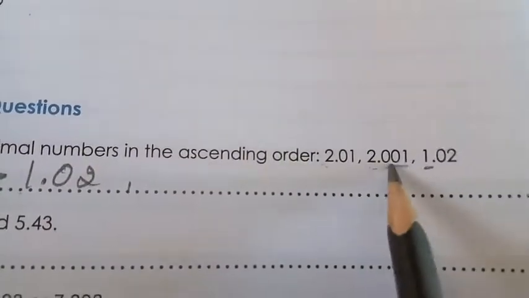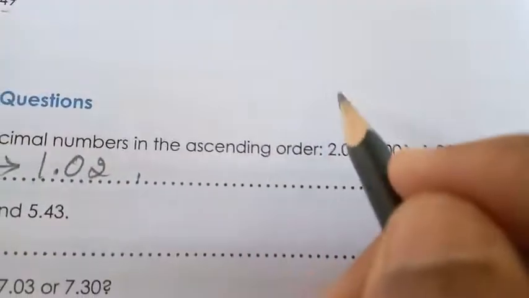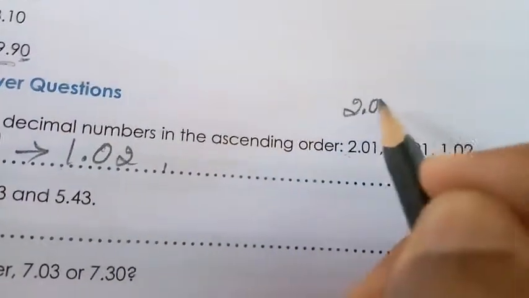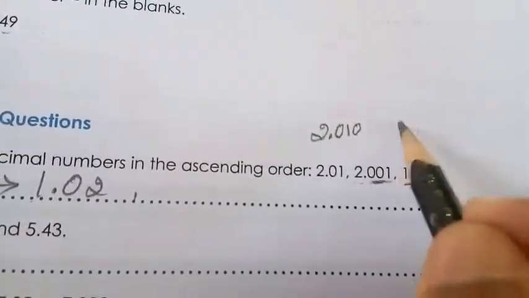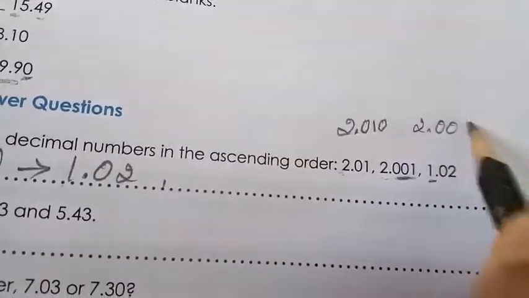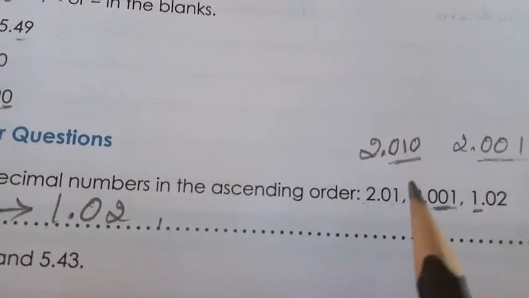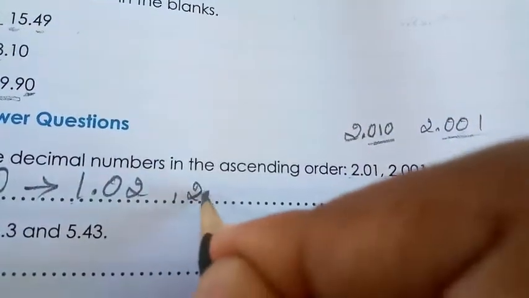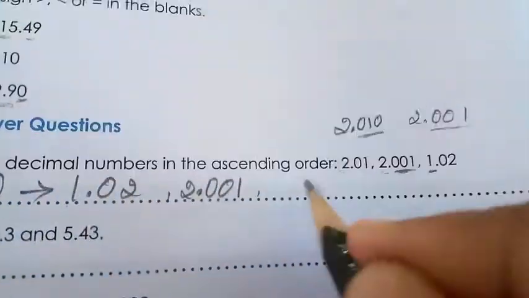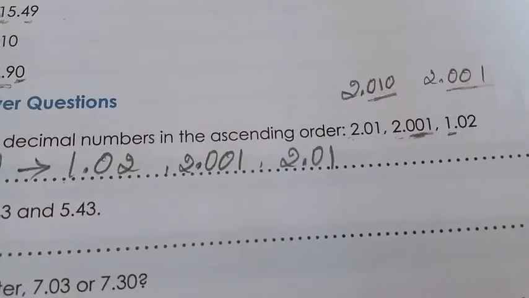Next, here 2 common. So here 3 digits are there, decimal 3 digits. Here 2. That means you can write this as 2.010, as you can take one 0 extra. And this one 2.001. So now compare the decimal. Here 10 is there, here 1 is there. So which one is smaller? This one. That means 2.001 and last number is 2.01. So this is the ascending order.